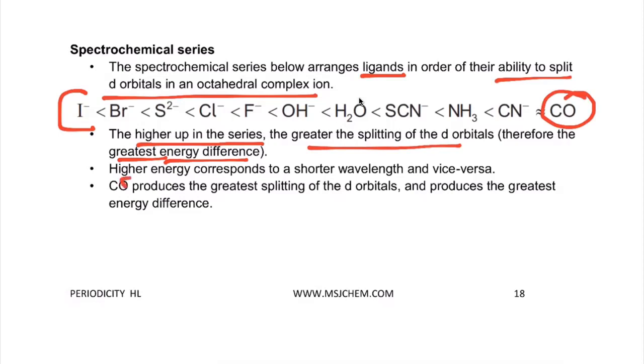Higher energy corresponds to shorter wavelength, and we should know from topic 2 that high energy and short wavelength is the violet side. The red side of the visible spectrum is the lower energy and the longer wavelengths. Okay, so on this list, carbon monoxide produces the greatest splitting, therefore the greatest energy difference. So we're going to see more violet and blue-violet over on that side. The side where you see iodide and bromide and sulfide is probably going to be more red or red-orange. And so it'll correspond that way as you go across.